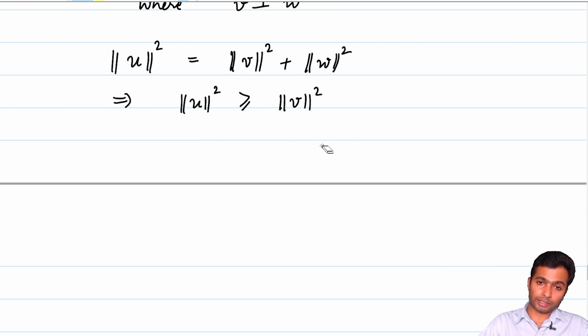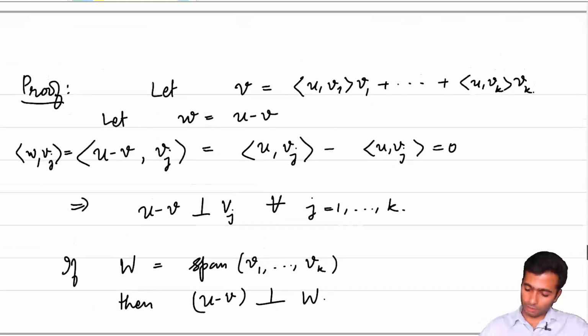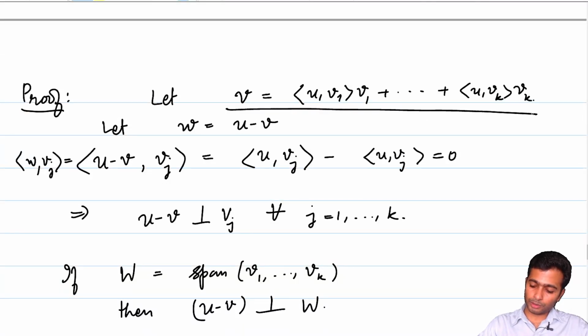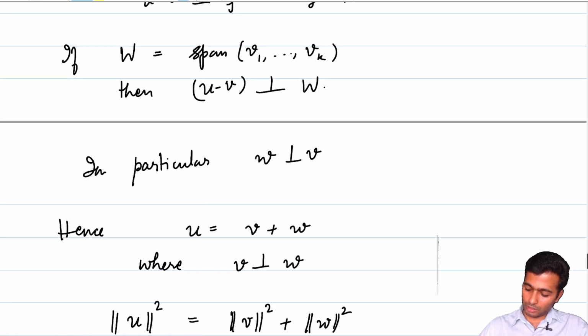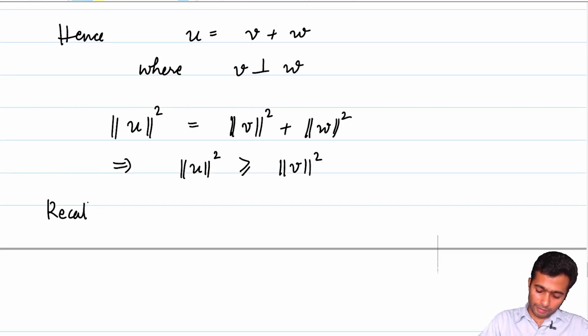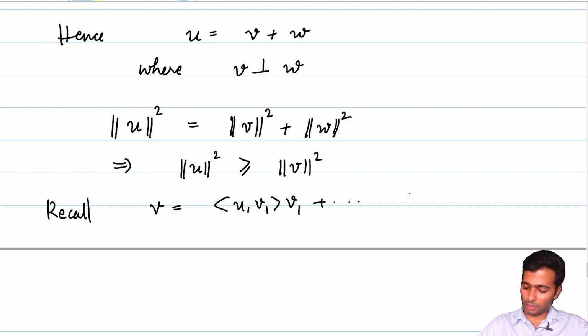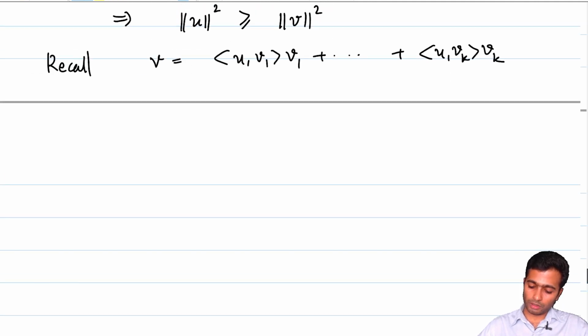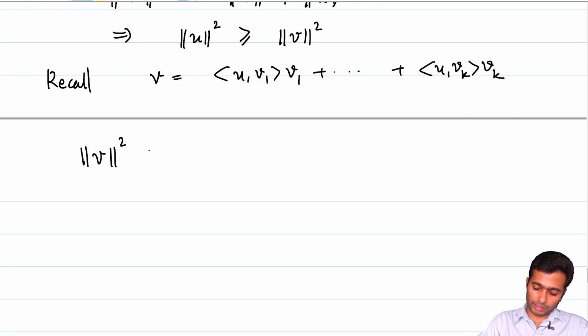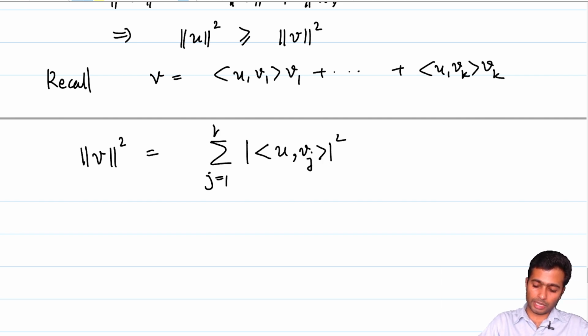Now, this is precisely what we had set out to prove, right? What was the length of V squared? V was this. So recall that V was just the inner product of U with V1 times V1 plus up to the inner product of U with Vk times Vk, and therefore the length of V squared is just equal to the summation of the absolute value of the inner product of U with Vj squared, where j is from 1 to k, and that establishes Bessel's inequality.